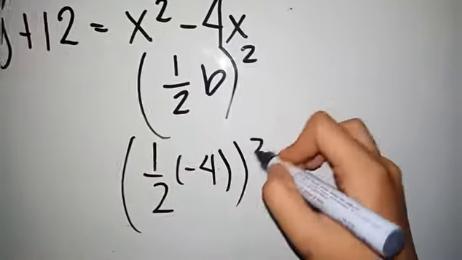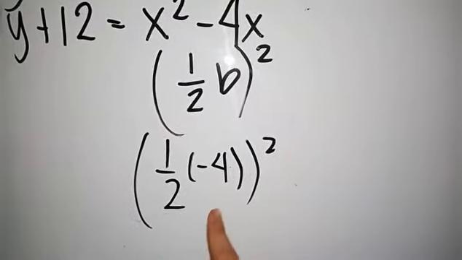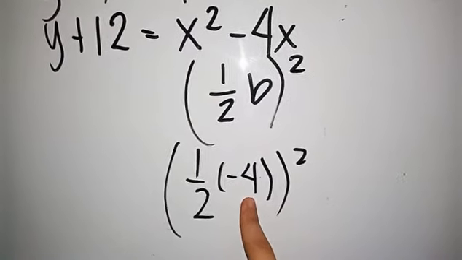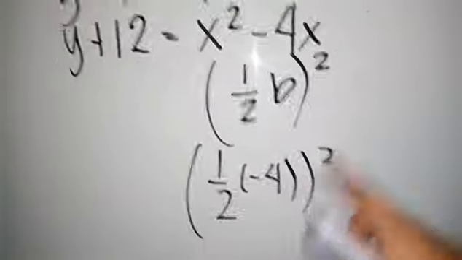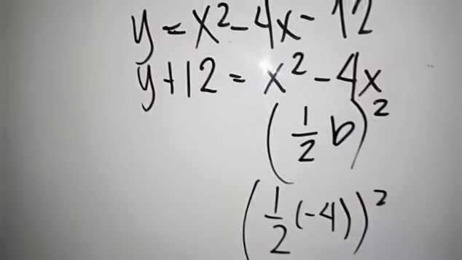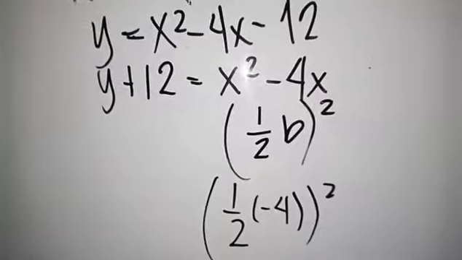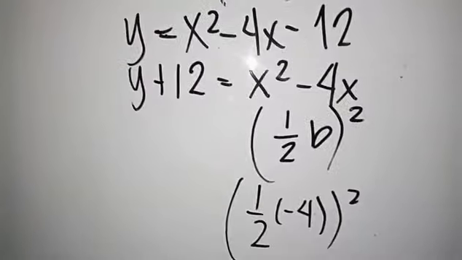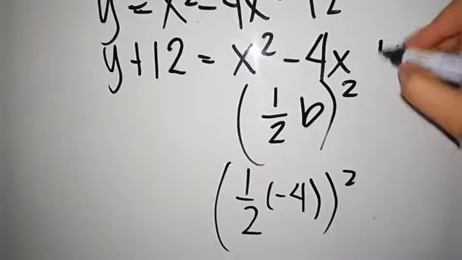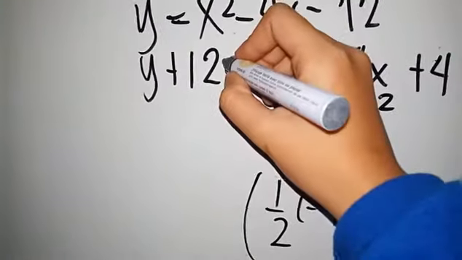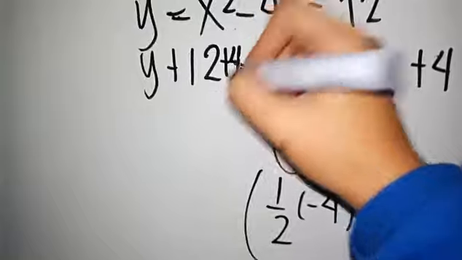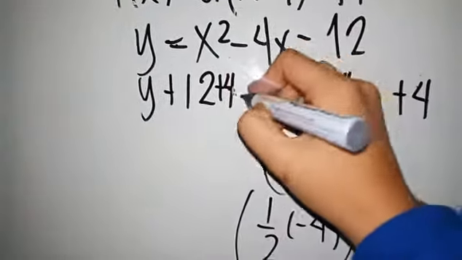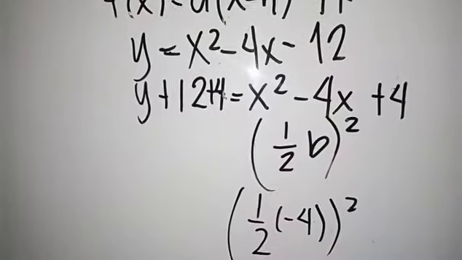Then, i-square natin siya. So, we have 1/2 times negative 4 will give us negative 2. Then, negative 2 square will give us positive 4. So, yung positive 4 ngayon ay i-add natin dito sa side na ito. Then, dito rin sa side na ito. So, we have now, buburahin ko lang yan kasi hindi kasya. So, magiging ganyan na siya.